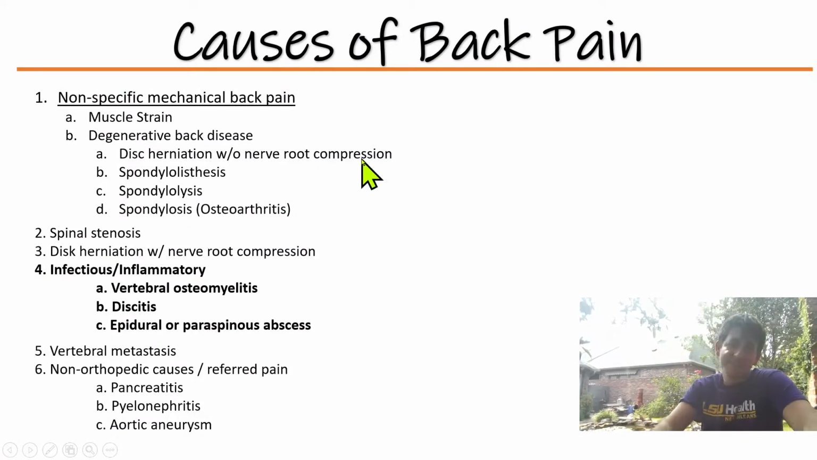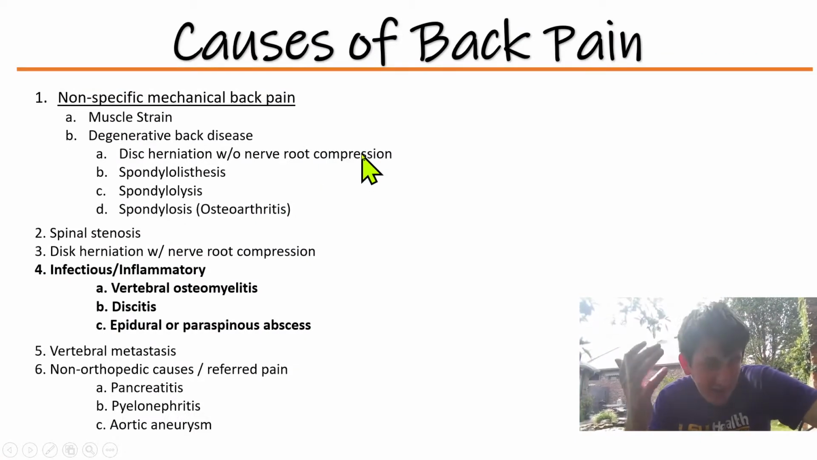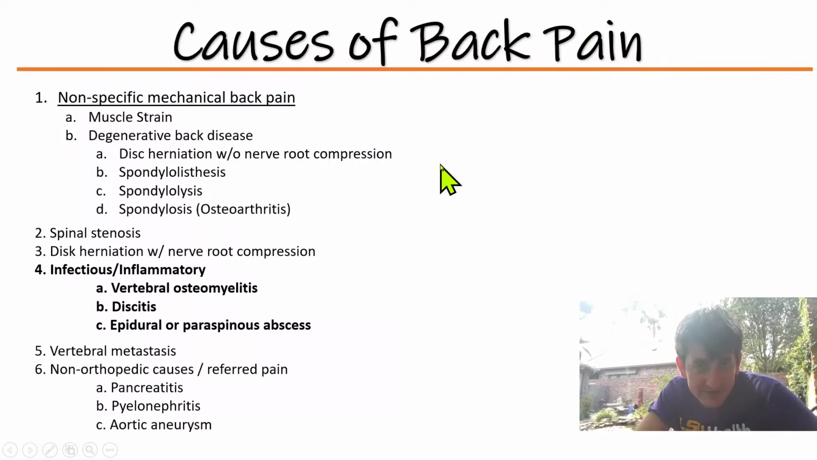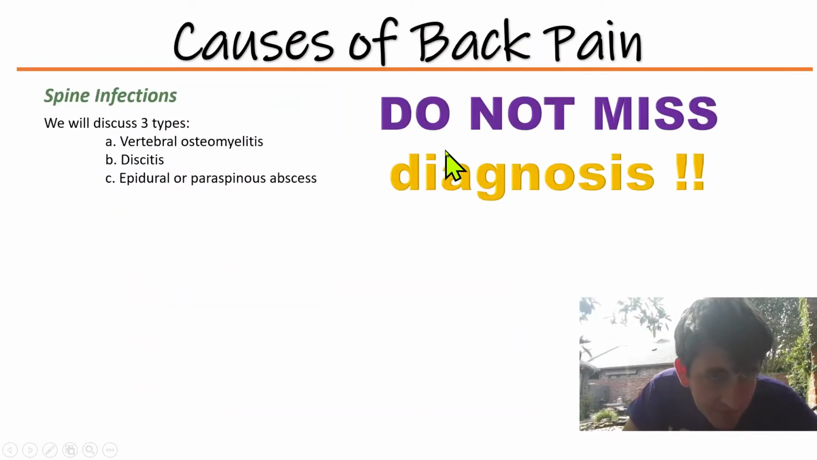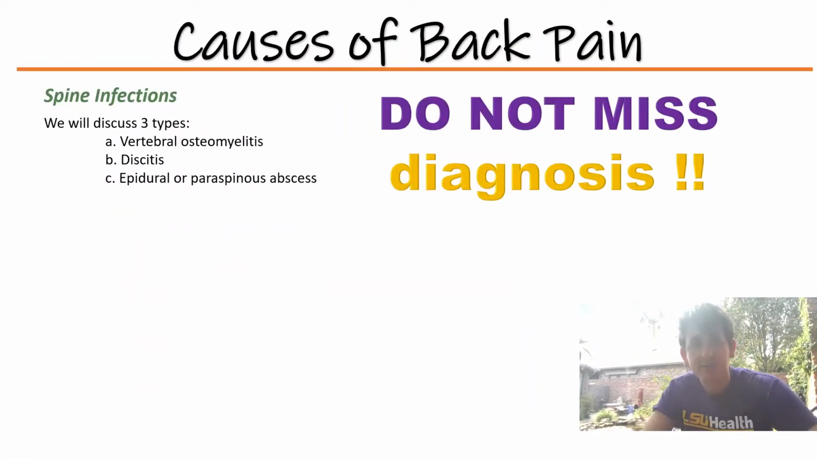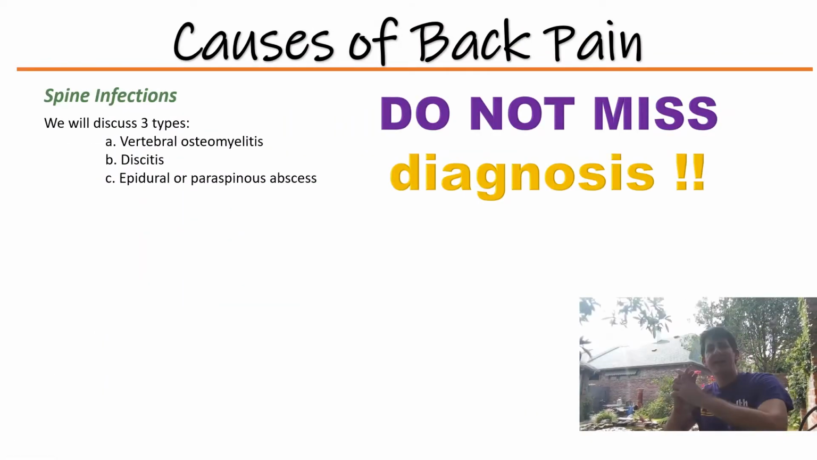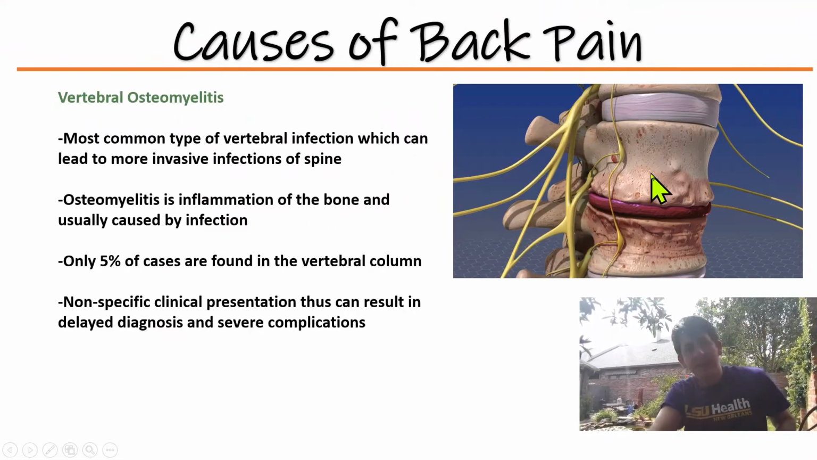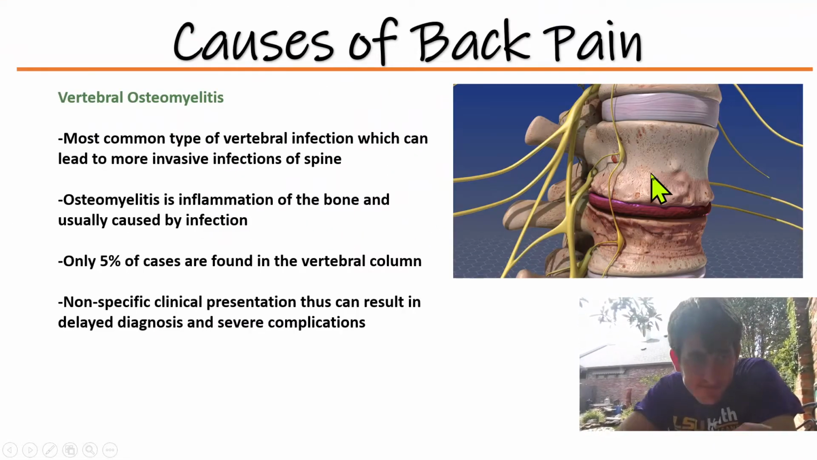So we discussed non-specific mechanical back pain already in the previous video, spinal stenosis, disc herniations. So go back and watch those. This is video 5. So lecture 5, we will discuss today 3 types of spinal infections: vertebral osteomyelitis, discitis, and epidural or paraspinous abscess. So do not miss these. All right, you can't miss these, y'all.